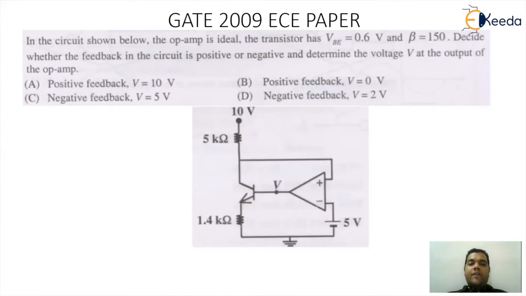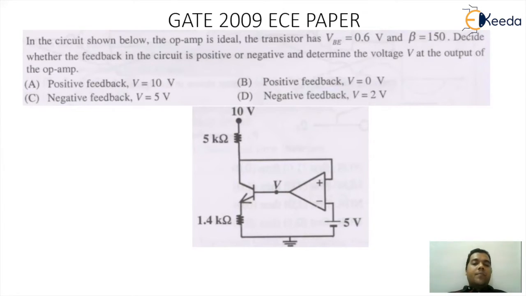So this is the circuitry given to us. There is a transistor with the collector at 10 volt with 5 kilo ohm resistance in between. At the emitter, we are having a 1.4 kilo ohm resistor connected to ground. The op-amp is having minus pin at 5 volt and the plus pin is attached to the collector terminal.